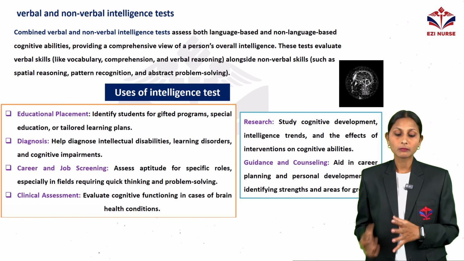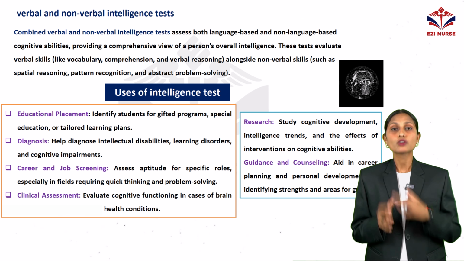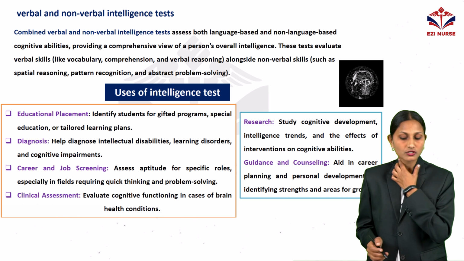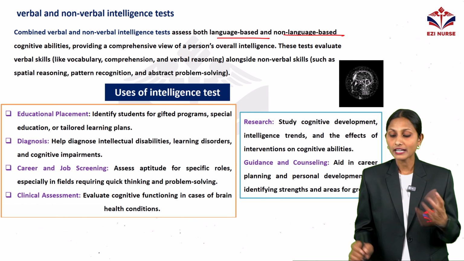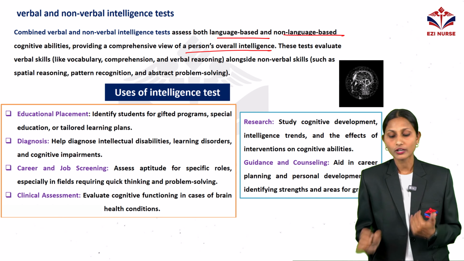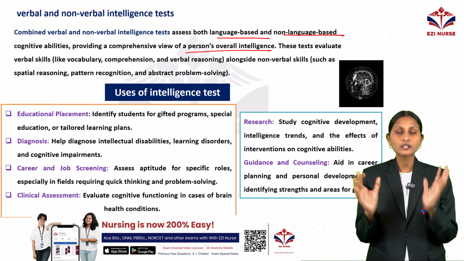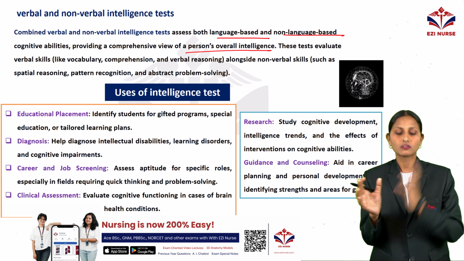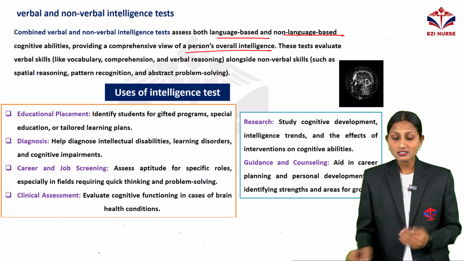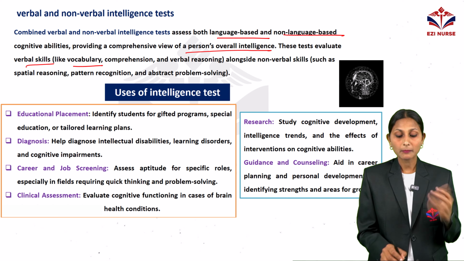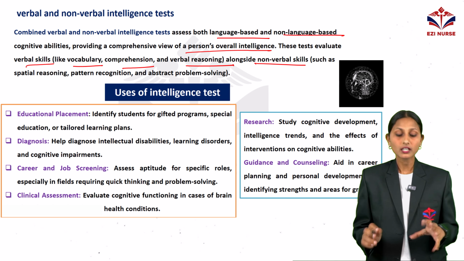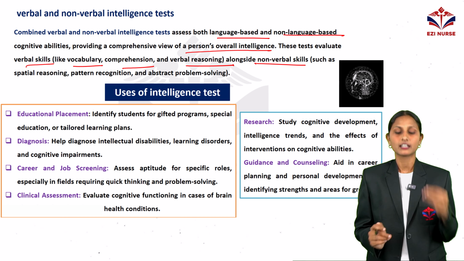Okay. So next one is the verbal and non-verbal intelligence tests. Here we will focus on both verbal as well as non-verbal. Combined verbal and non-verbal intelligence tests assess both language-based and non-language-based cognitive abilities, providing a comprehensive view of the person's overall intelligence. It will provide the complete view of the person. We will see the verbal side and also the non-verbal side of that person. This test evaluates verbal skills like vocabulary, comprehension and verbal reasoning alongside non-verbal skills as well. Okay, so this is the verbal and non-verbal intelligence test.